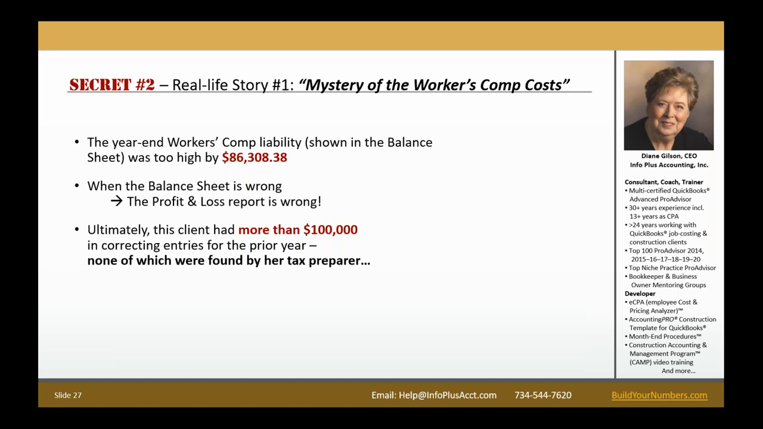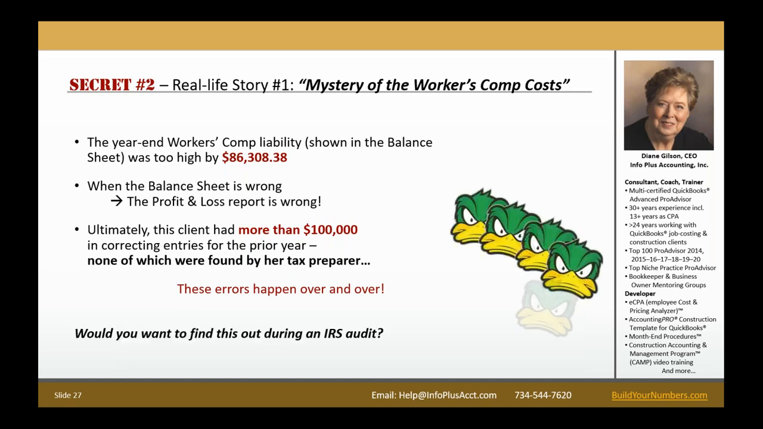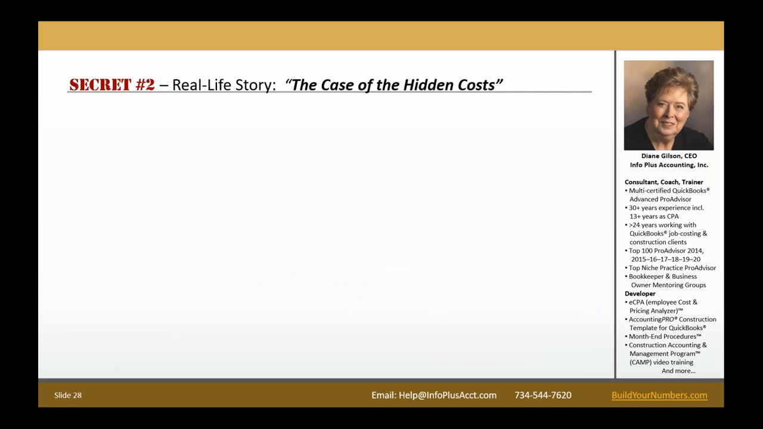And here's an example. When we looked at the client's balance sheet, their workers' comp liability was too high by more than $86,000. And when the balance sheet is wrong, that means your profit and loss report is wrong as well. Ultimately, this client had more than $100,000 in correcting entries for the prior year, none of which were found by her tax preparer. And these errors happen over and over again. This was just an example. I'll have one more for you, but you're not going to want to find out when you go through an IRS audit that you were $100,000 wrong on the information that got submitted to them with your taxes.